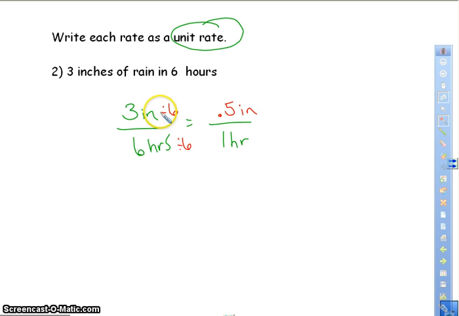Make sure you're doing 3 divided by 6 and not 6 divided by 3. So this would be 1/2 inch per hour. Once again, unit rate means I want the denominator to represent a 1.